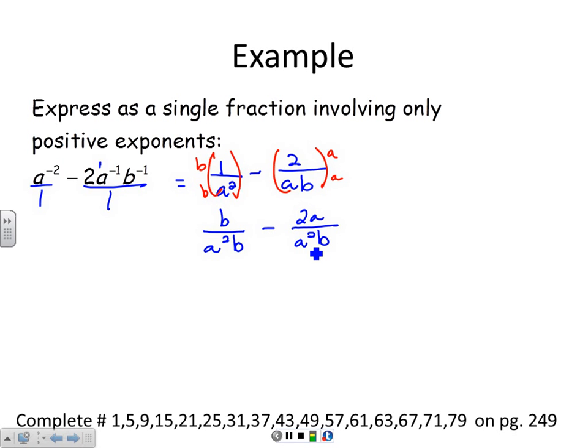Alright, so now I'm ready to make one fraction. So we're going to have b minus 2a, and again, if you want to put it in descending order, that's fine. So we have b minus 2a over a squared b. So again, a lot of this is combining the knowledge that we learned in chapter 3 as far as our exponents are concerned, and then this portion, how to add rational expressions, which we did in chapter 4.